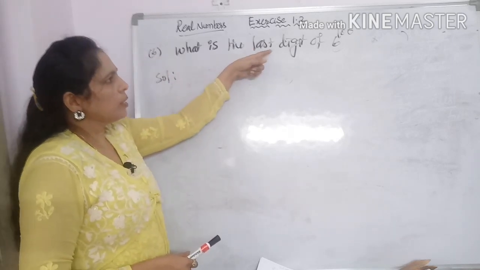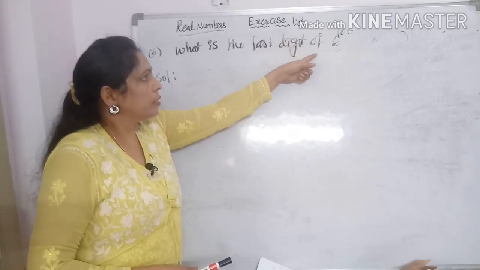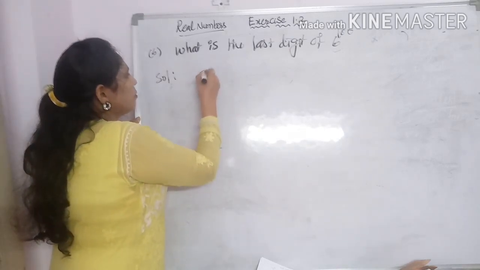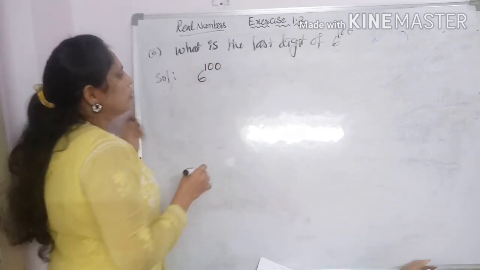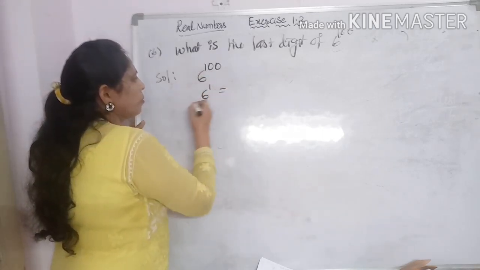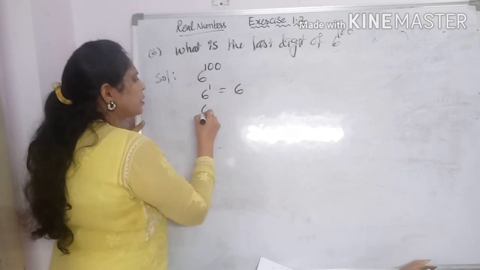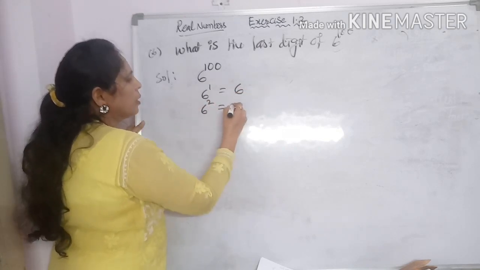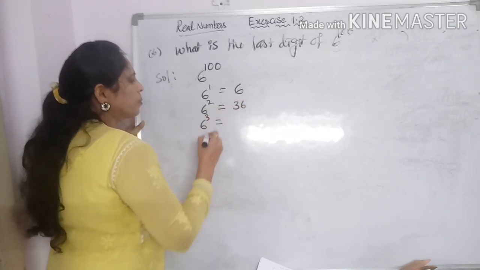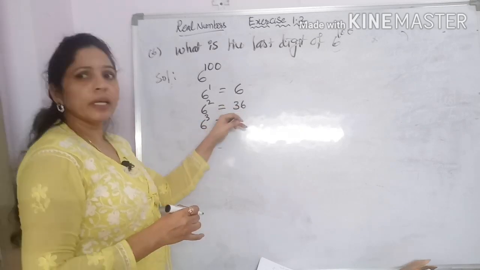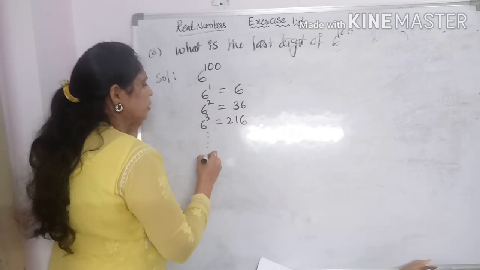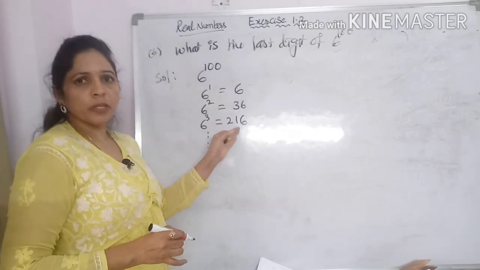What is the last digit of 6 power 100? So in this place, 6 power 1 is equal to 6. Then 6 power 2 is equal to what? 6 into 6 means 36. 6 power 3 is equal to 6 into 6, 36 into 6. That means 216.